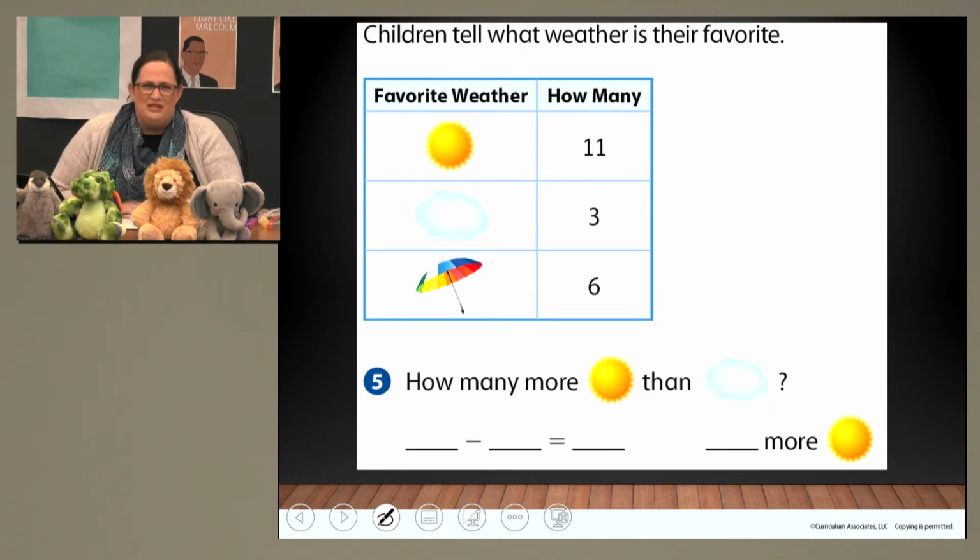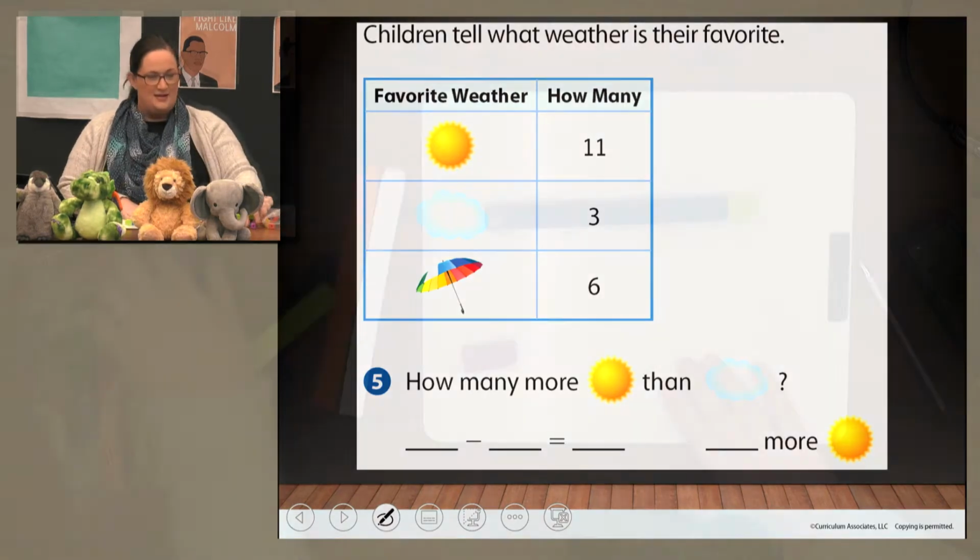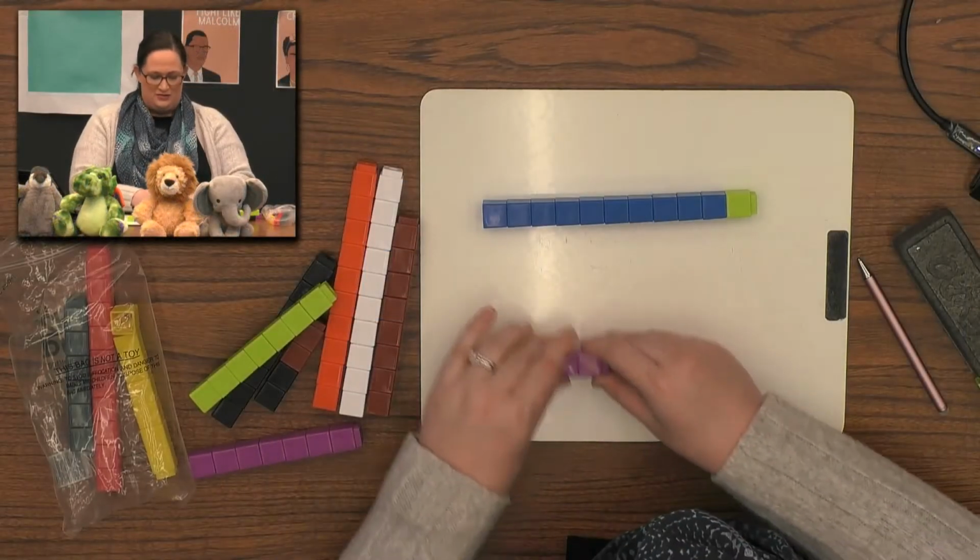Why don't we build it first? I always find building the model helps me figure out the equation. So I build what I know and then I go from there. So I need 11 for the sun. So I've got 7, 8, 9, 10, 11. Can you show my whiteboard, Mr. Kevin? I have 11 for the sun, and then I have 3 for clouds.